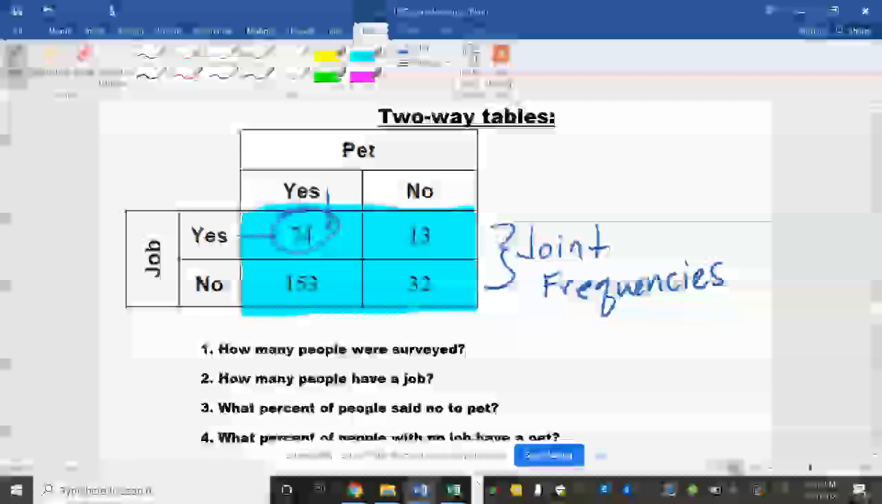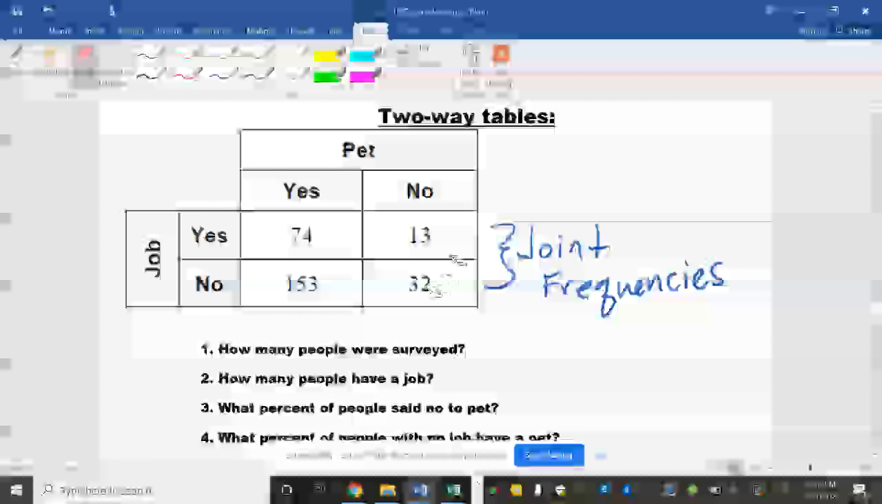So now let's see how many people said, no, I don't have a pet, but also no, I don't have a job. So 32 people don't have a pet, don't have a job. Then we have 13 people who don't have a pet, but they do have a job. And then we have 153 people that have a pet, but no job. Right? So those are called your joint frequencies. Those are in the center. I'll let you guys write that down.